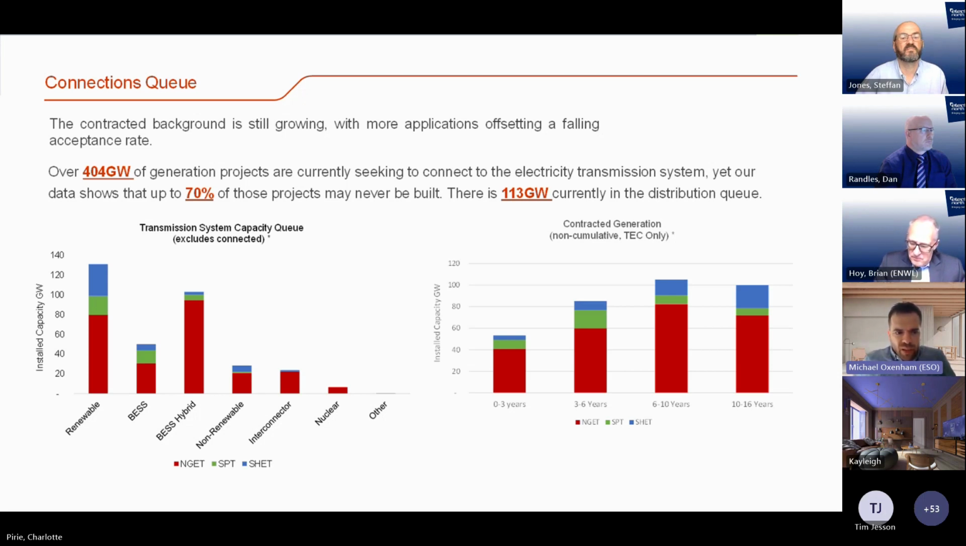Bottom left graph showing what the background is composed of, and bottom right showing that the connection dates being offered are going out well into the future now, with more and more going into the later connection dates because of the volume in the contracted background. So that sets the scene around why we're taking action both in the longer term strategic space and the nearer term tactical space.